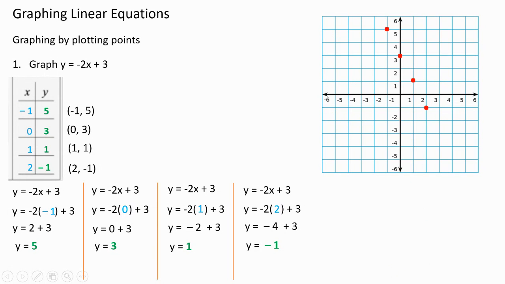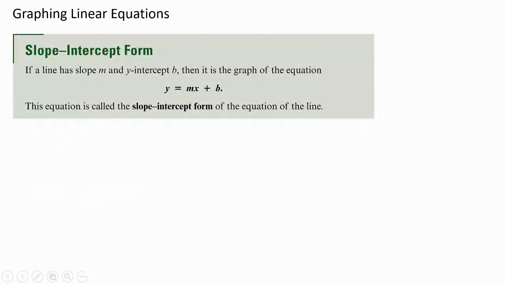Then we get a straight edge and match the points. Graph the points. So that's my line, y equals negative 2x plus 3. That's how you graph by plotting points.